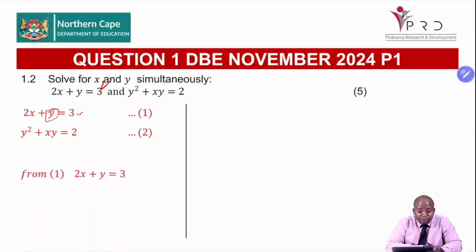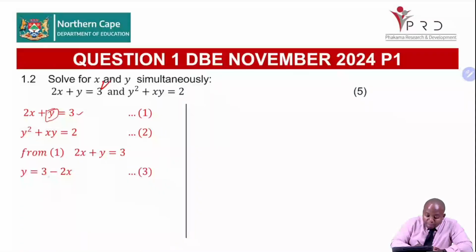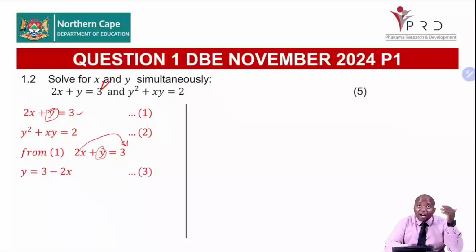So from equation number 1, which is 2x plus y equals 3, I can derive the third equation and make y the subject of the formula. I can just transpose the 2x, and I'm going to have y equals 3 minus 2x, and that is going to be my equation number 3. Now, because I've derived equation number 3 from equation number 1, I am no longer going to substitute back into equation number 1. I cannot substitute into an equation that I've derived from.